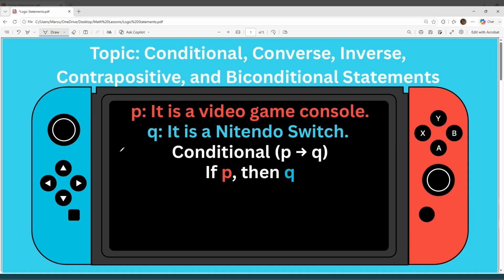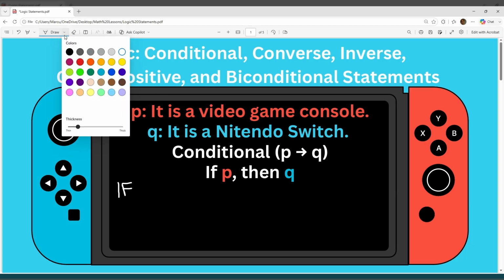So all we have to do is write this down. Notice I have the word if written in white. I'm going to write the word if in white the way it is. And notice I did this on purpose: I have the letter P in red. I'm going to replace this letter P in red with this statement right here. It is a video game console. So let me go ahead and switch colors.